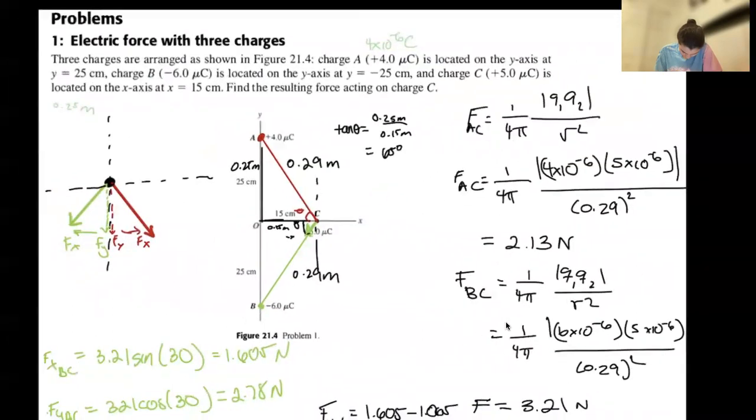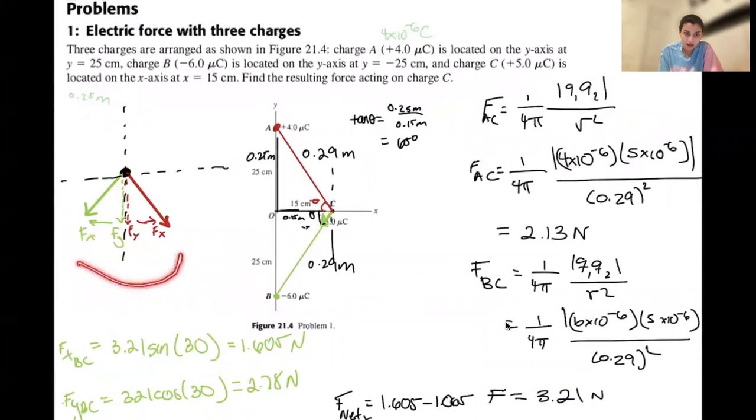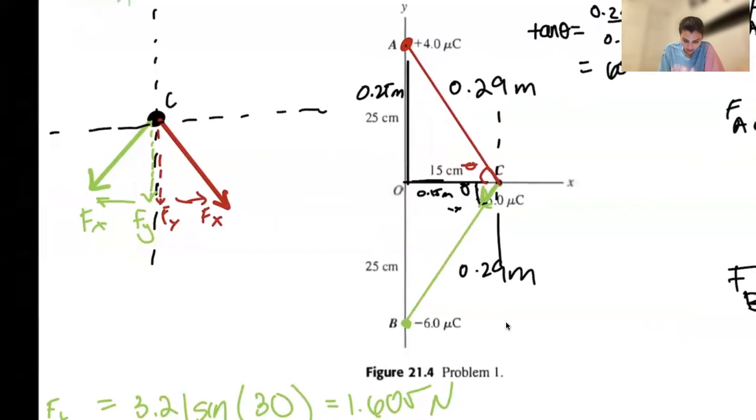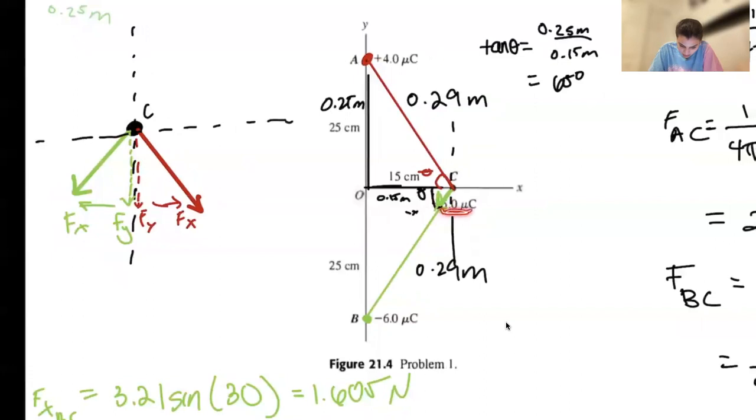Well, let me go back here. What I did here was pinpoint my point C. This is my point C. And I looked at the effects of each, color coded for easy viewing. Red is the effect of A on charge C. This causes a repulsive force, since this is a positive charge and this is a positive charge. A repulsive force directly straight this way, right? Like that.